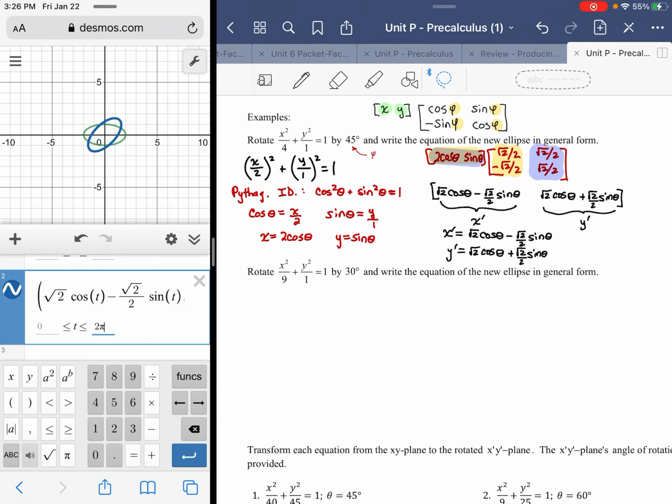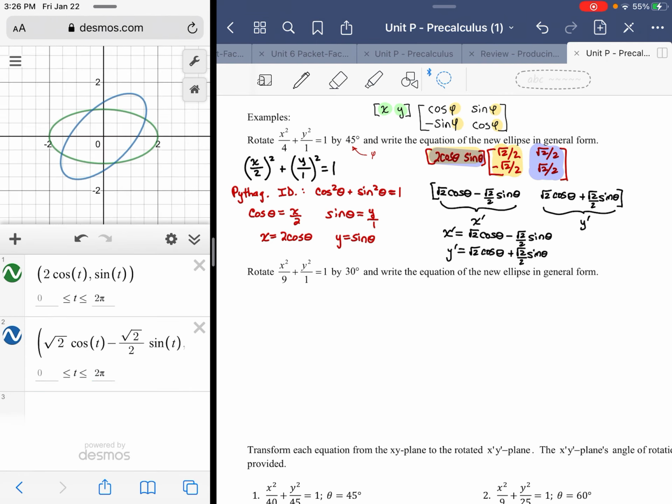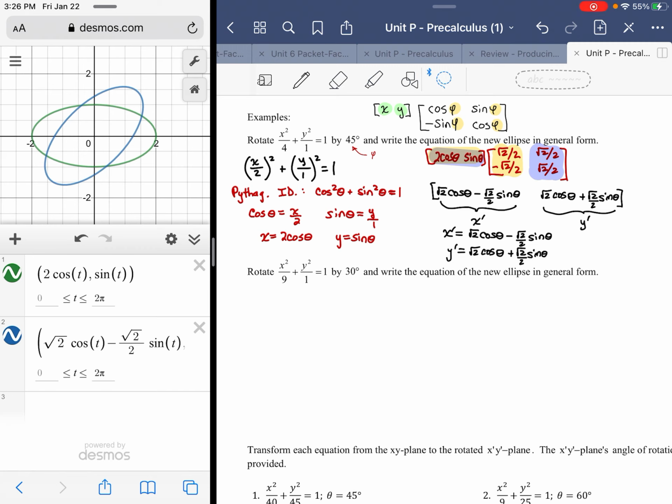Defaults to 0 to 1. I'm going to make it 0 to 2 pi. And it does appear to be a 45-degree rotated form of the original ellipse. All right, so very comfortable that that's a correct response. We're looking at the same figure, just a rotated form.